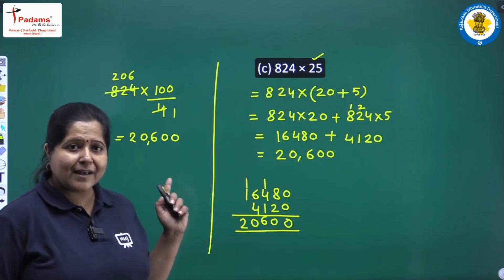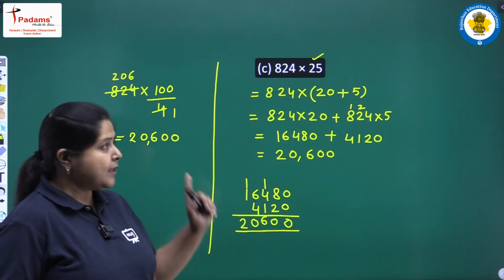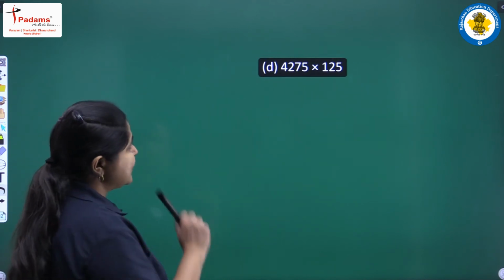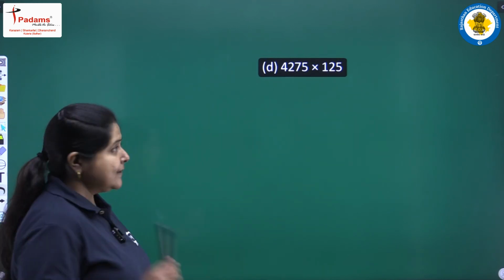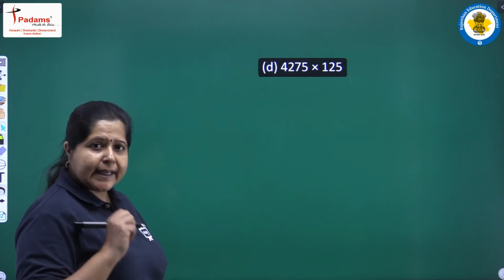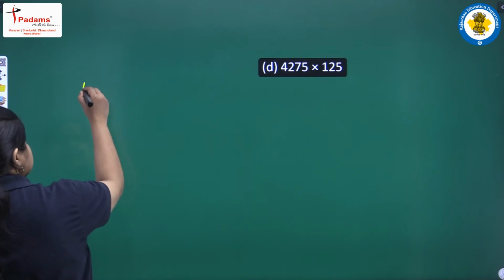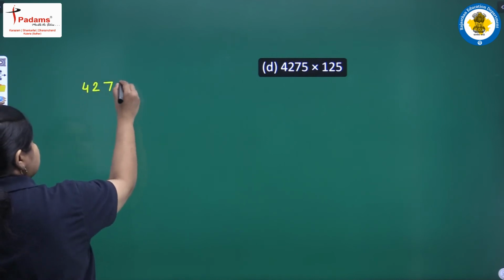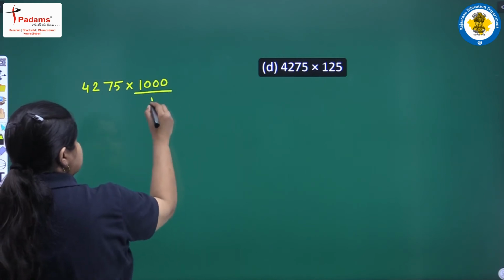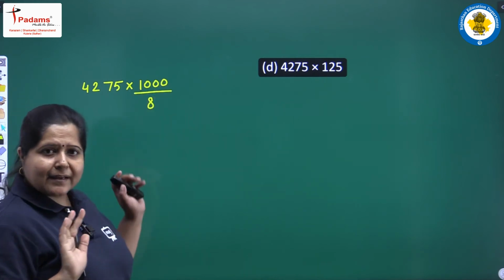But here it was asked to do by distributive property, so we will write this as the answer. Next we have this question. Again you may think that this 125 can be replaced as 1000 upon 8. If we write it in this manner, 4275 into 1000 upon 8, it is a correct way.